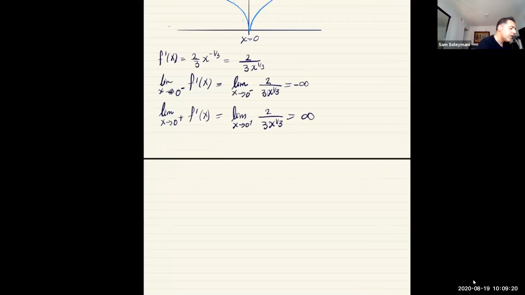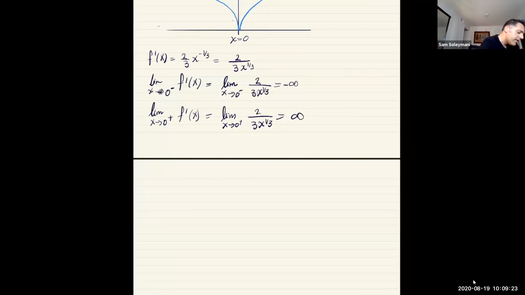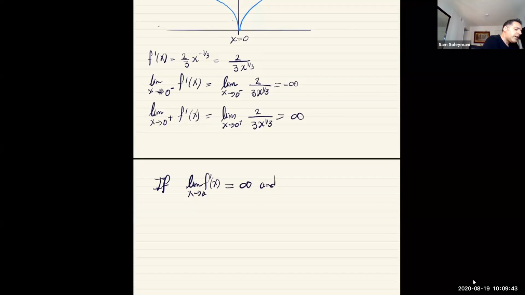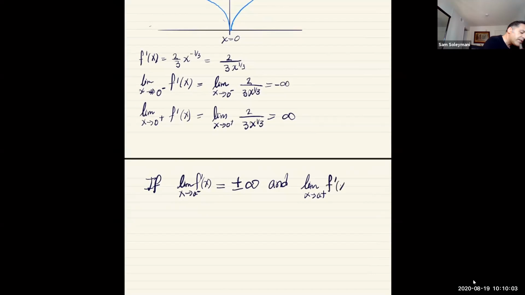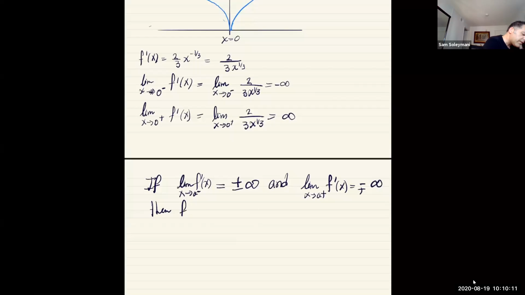So if the limit of f prime as x goes to a from one side is plus or minus infinity, and the limit as x goes to a from the other side of the derivative is either negative or positive infinity, then f has a cusp at a.